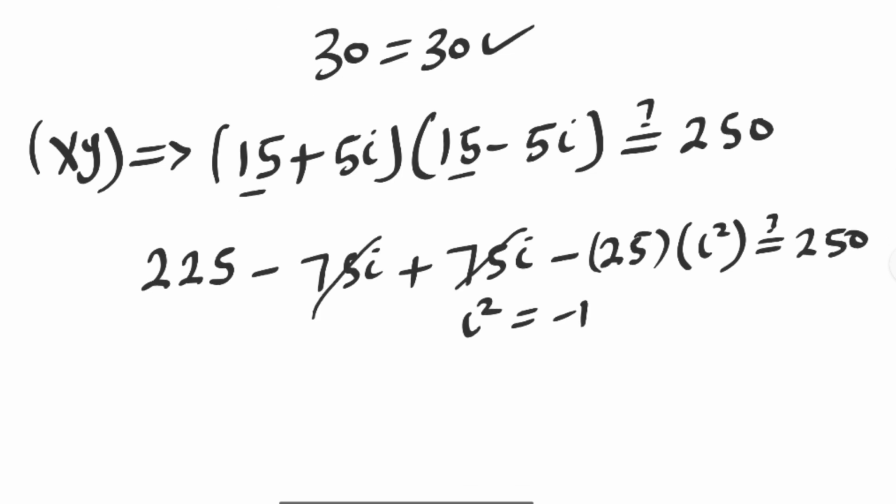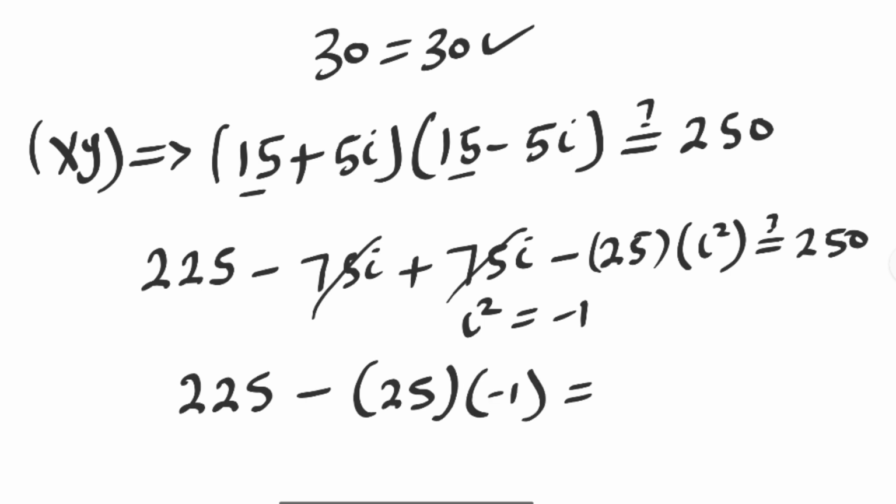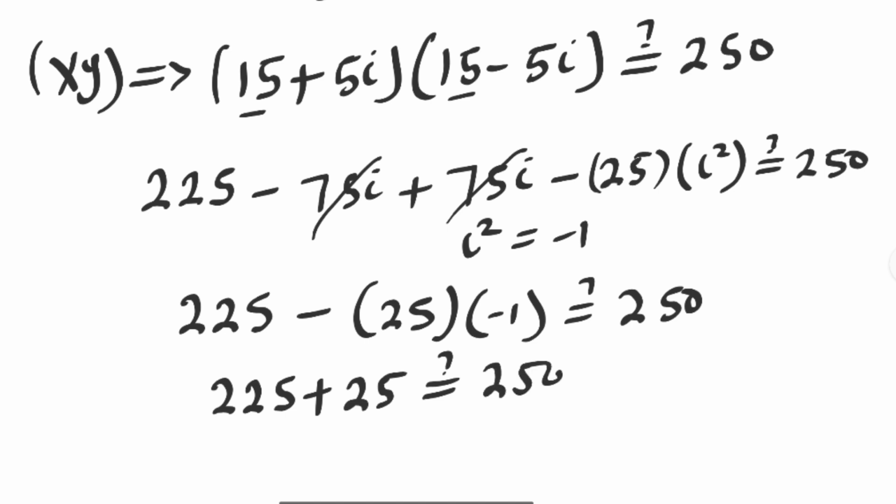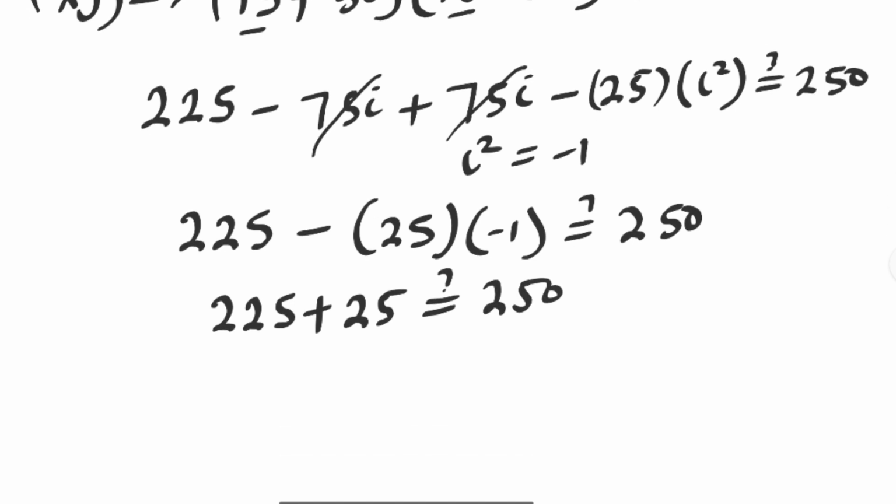i squared is equal to minus 1. Then this cancels this. We have 225 minus bracket 25 multiplied by minus 1 must be equal to 250. Then this is minus 25 times minus 1. That is plus 25. We have 225 plus 25 must be equal to 250. 225 plus 25, this is 250. It's equal to 250, which is true.